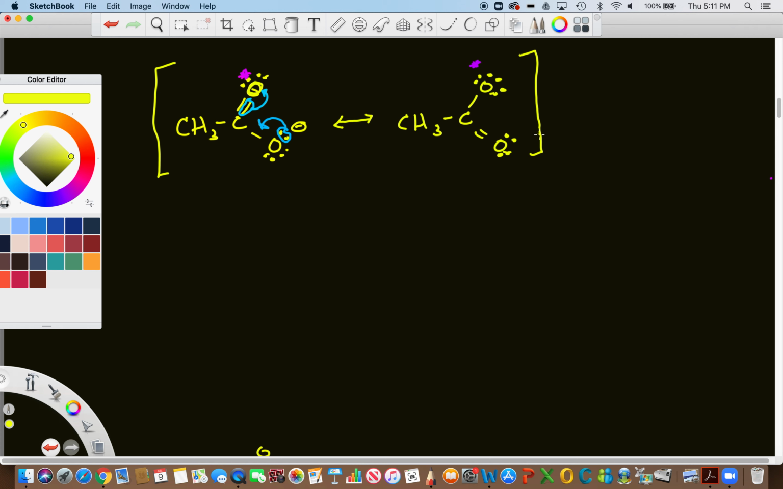As an example, sometimes then, since this oscillates back and forth, you may see it drawn this way, in this manner, with just a negative charge here, as it oscillates back and forth. So these are resonance structures.